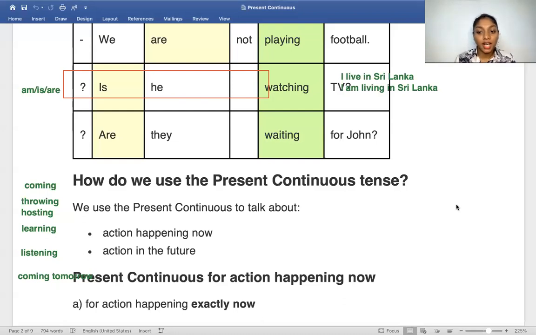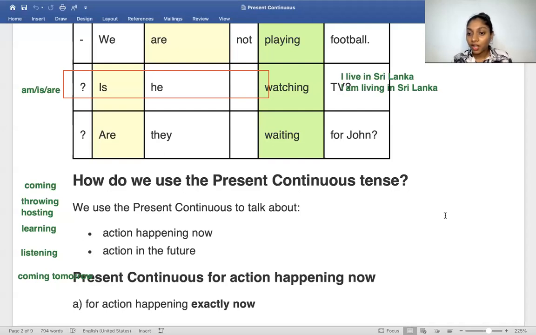Then a negative has been asked here. Is he not playing the match? Okay, Gimhani, look again. Is he not playing the match? Am I watching Paralympics? Check the spellings again. Paralympics. This is how Paralympics is written.